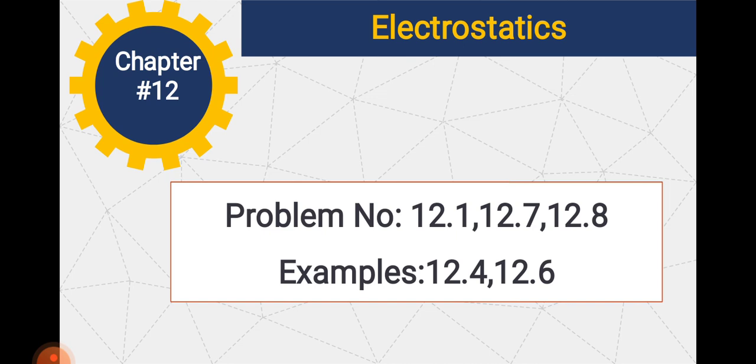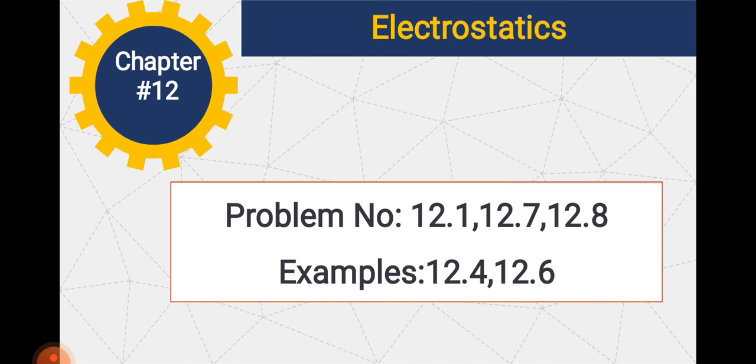In this chapter we have some problems and examples that are important: 12.1, 7 and 8. These three numerical problems are mostly important, and examples like 12.4 and 6. These two examples are so important from the paper point of view.